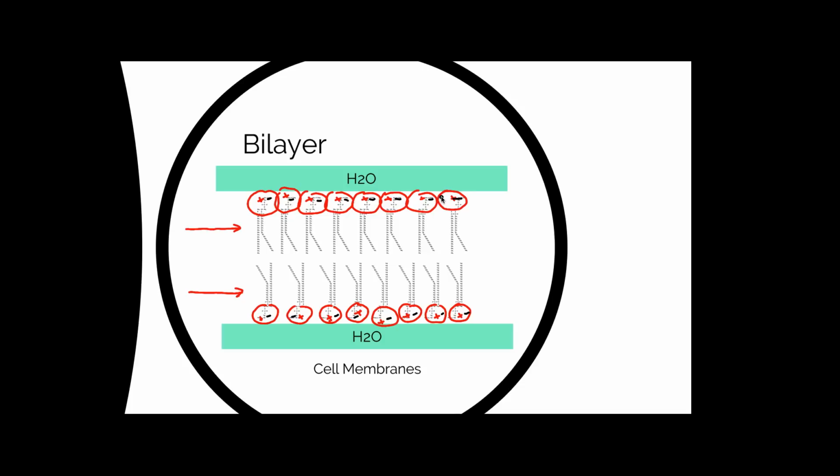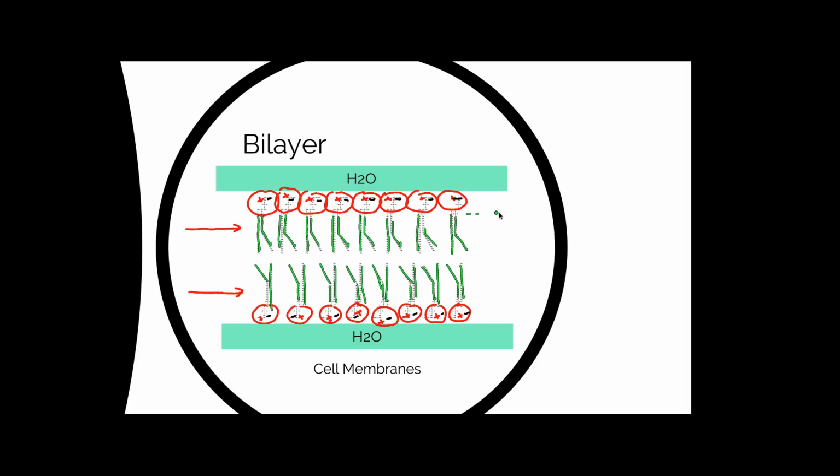And then extending inward away from the water are their tails. Because they're hydrophobic, they're fearing the water, they're trying to stay away from the water, so they're extending inward away from the water as much as they can. We're going to take a look at this in a lot more detail when we get into the cell membrane chapter, but you can see that these tails are extending inward.